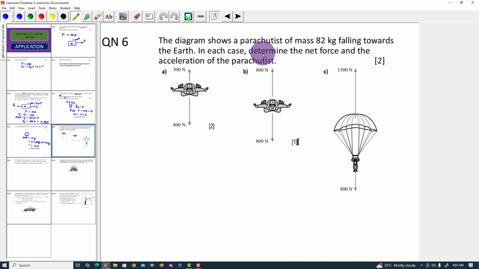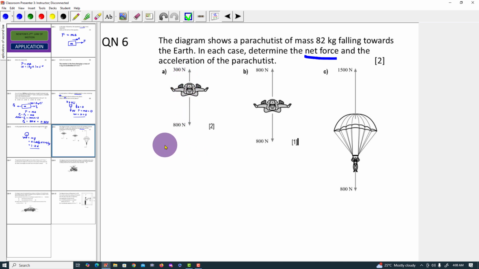The diagram shows a parachutist of mass 82 kilograms falling towards the Earth. In each case, determine the net force. Net force is another word for resultant force. Net force is the same as the resultant force, and the acceleration of the parachutist.